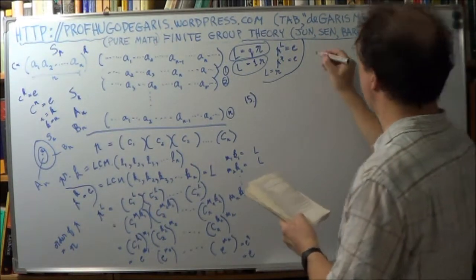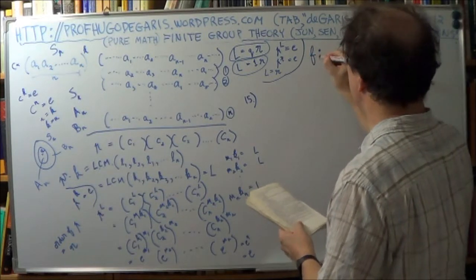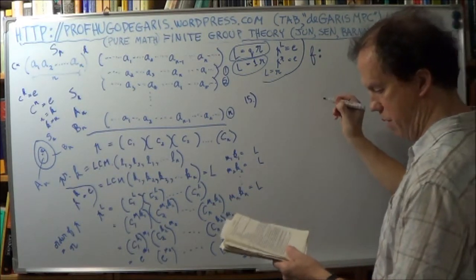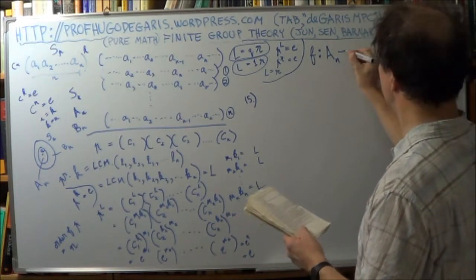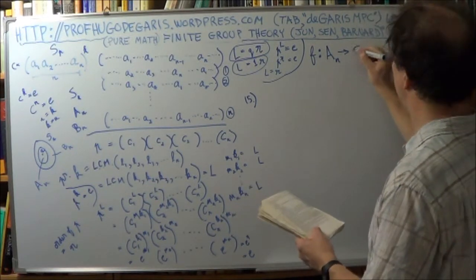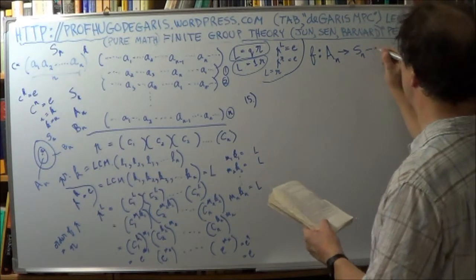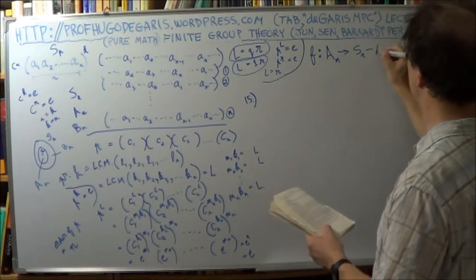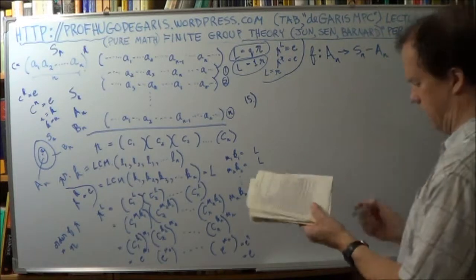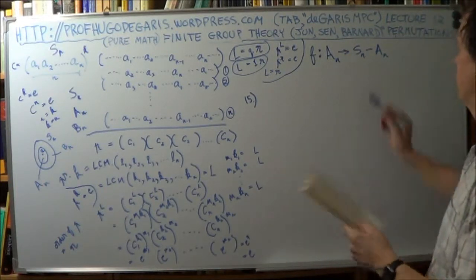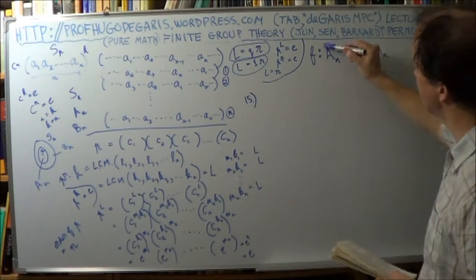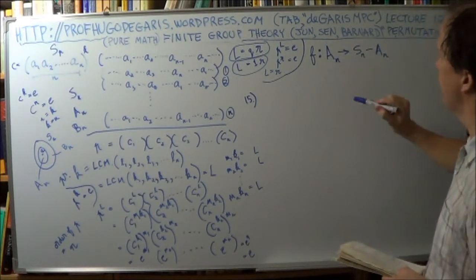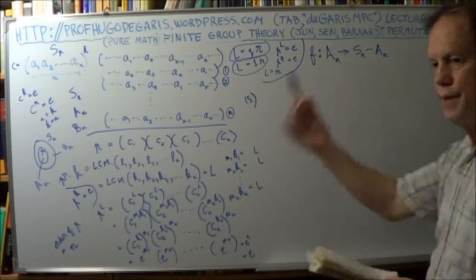So here's your mapping, you're given this, right? It's part of the question. You're mapping the alternating group into S of n minus A of n. And you may say, well, what's the point of that? Well, think about, what is it? Instead of thinking about groups, let's just think about sets, okay? So, group is a set.